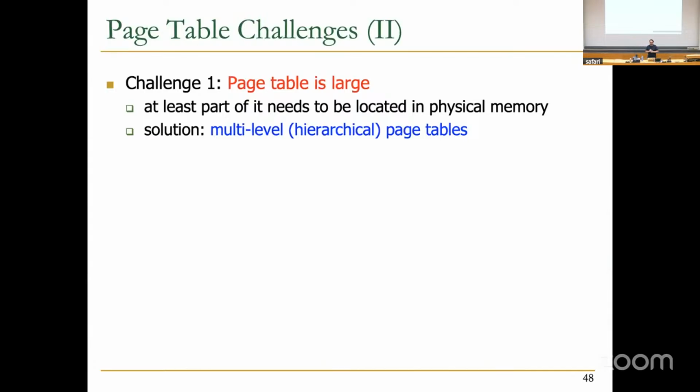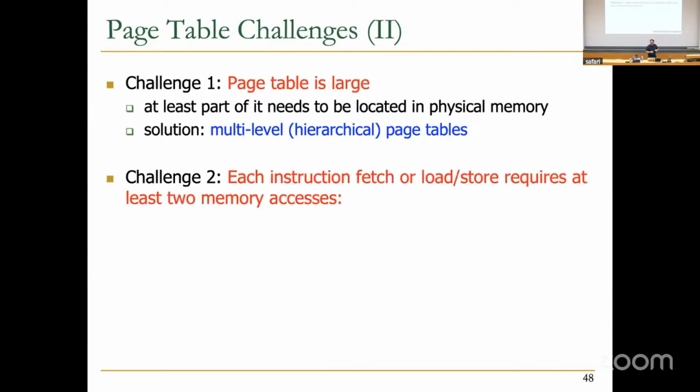So we tried to solve this challenge that the page table is large. And we figured out that multi-level hierarchical page tables are a good solution towards that. Second, and very important, when we perform an instruction fetch in the system or a load or store, then we need two memory accesses. Right now in your systems, when you access, let's say, the location of an array, say A[i], the system does not only perform one memory access, it performs two memory accesses or more. Does anyone know why it performs more than one?